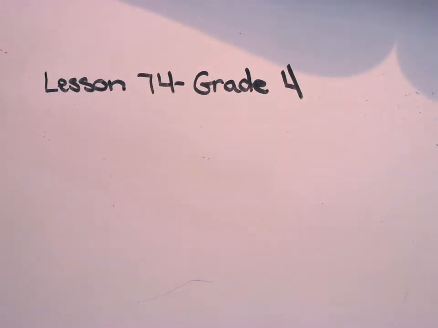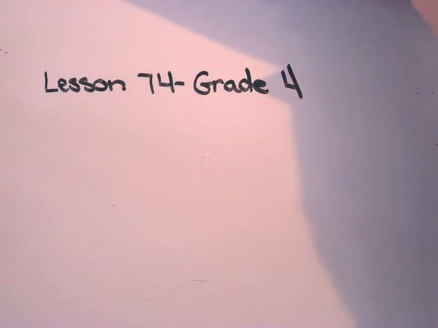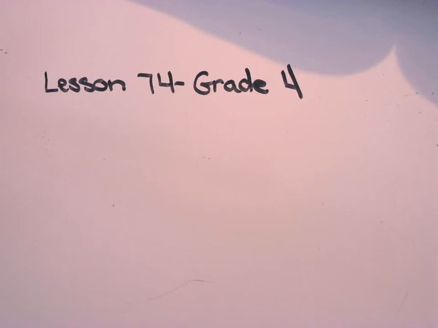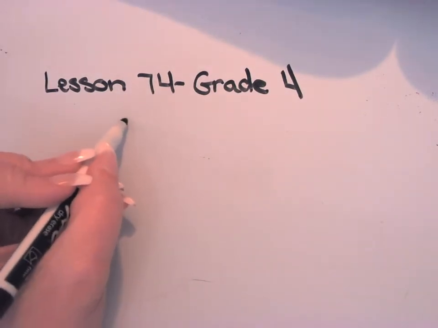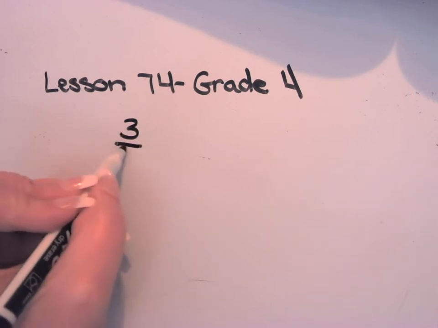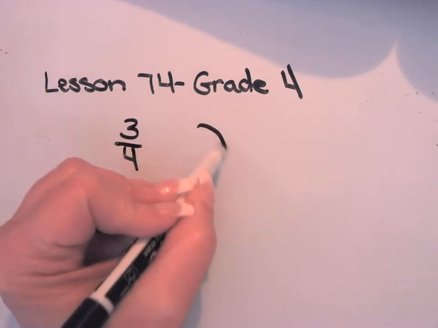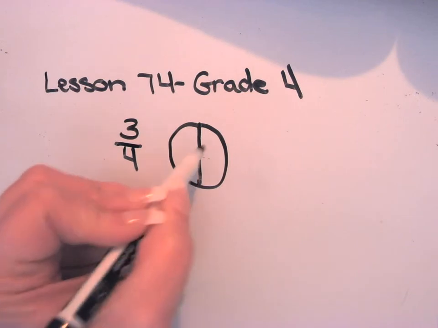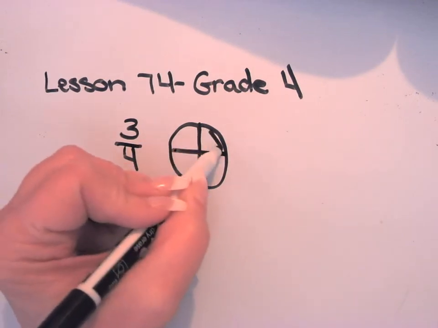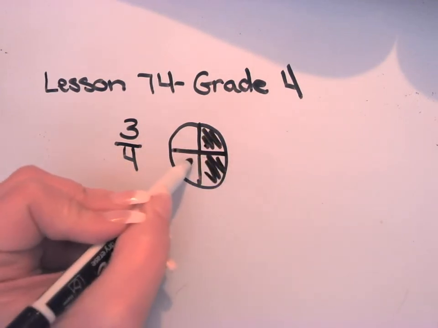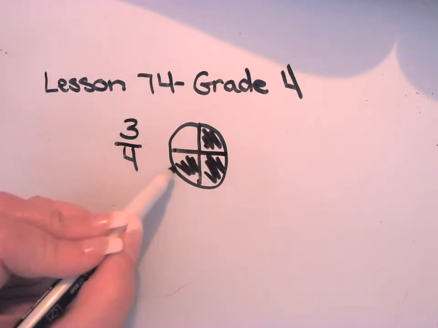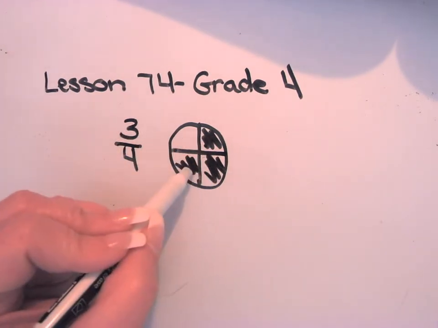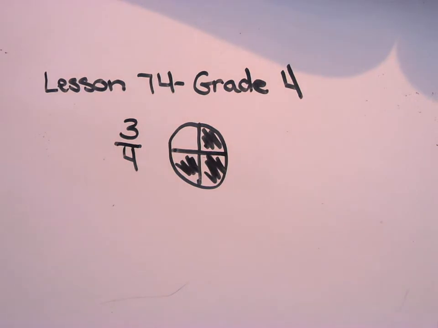Okay, welcome to lesson 74 for 4th grade, and your topic today is fraction of a set. So in a fraction of a set, we've talked about fractions being part of a whole. So if we had 3/4, we would say we had 3 out of 4 pieces. So we might look at it like this and have 1, 2, 3 pieces shaded in out of 4 in one whole. So that's what we've been doing a lot of.